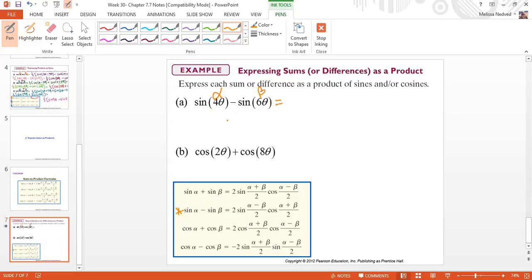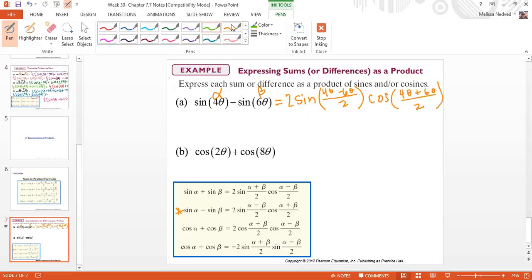Alpha is our first angle, so 4 theta. Beta is our second angle, or 6 theta. And then plug and chug. So using that second formula, we get 2 times sine of alpha minus beta, so 4 theta minus 6 theta, all over 2, times cosine alpha plus beta, so 4 theta plus 6 theta, all over 2.